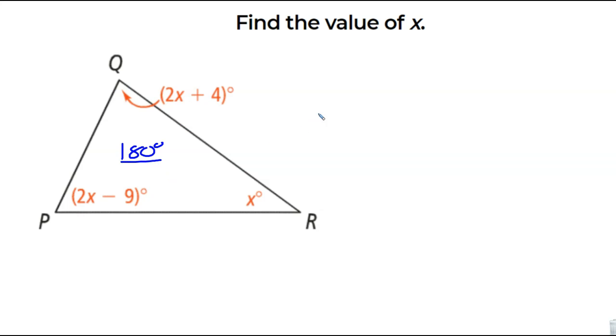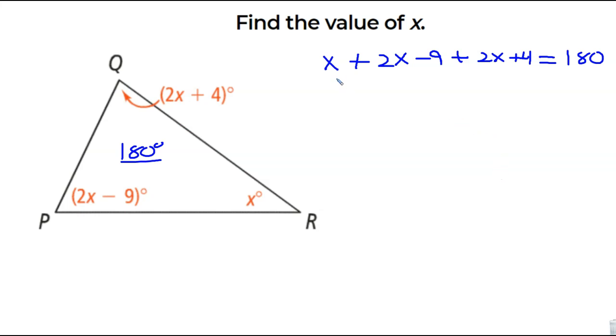I can add my angles together. I can say that x, the first angle, plus the 2x minus 9, plus the 2x plus 4 is equal to the total. Again, triangles always add to 180, so we can say it is equal to 180 degrees. All right. If you can set the problem up, you can probably solve it.